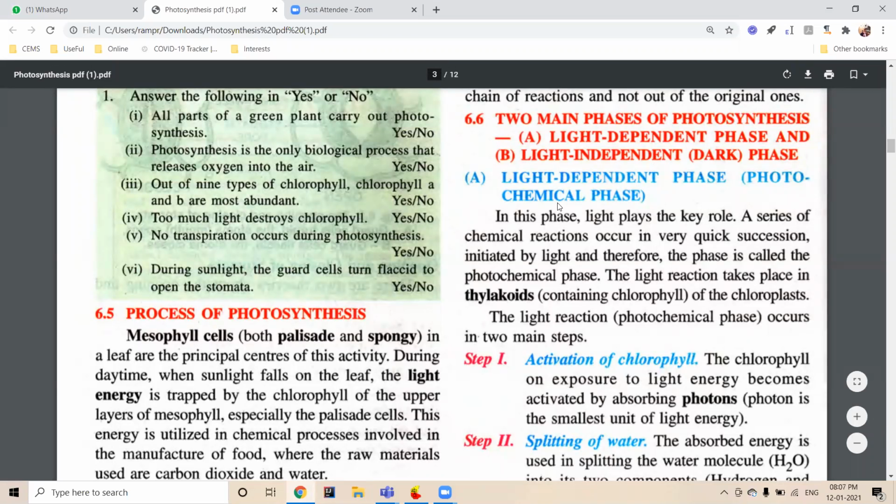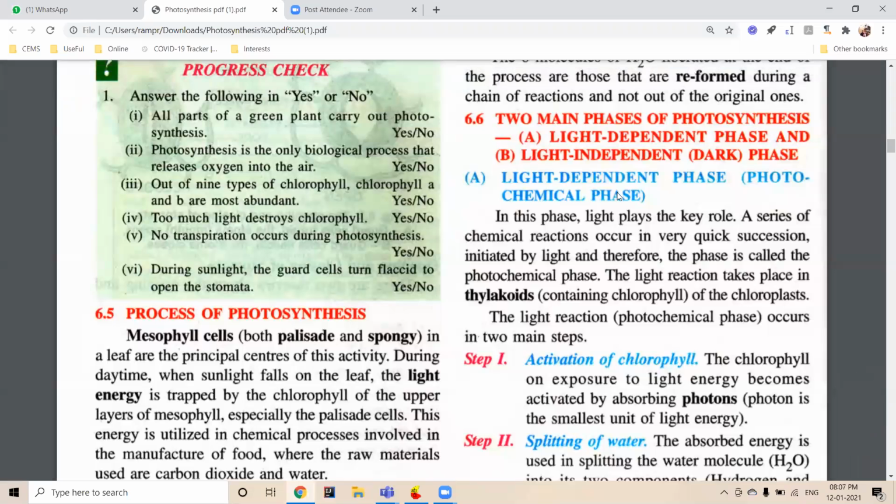Okay. The first phase is the light dependent phase in photosynthesis. The heading only indicates that this photosynthesis reaction requires light. This light reaction takes place in the thylakoid. What are thylakoids? They are flattened sacs present in the chloroplast. These thylakoids contain chlorophyll, the green pigment.